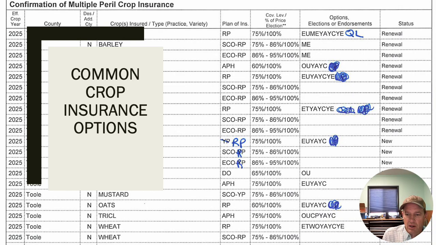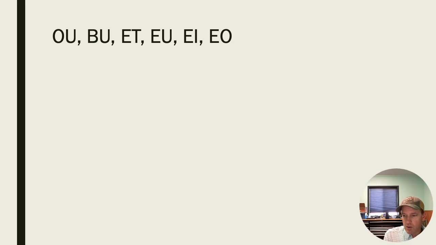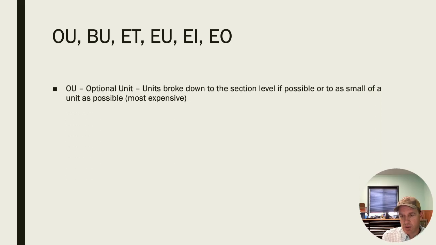I'm going to take you through the common crop insurance options here as far as unit structure goes, at least. That is a decision you need to make for your wheat by this deadline. So there's multiple ways you can structure your farm.